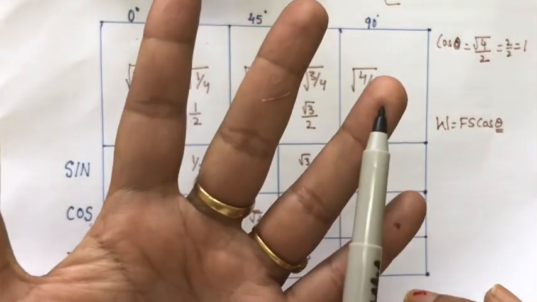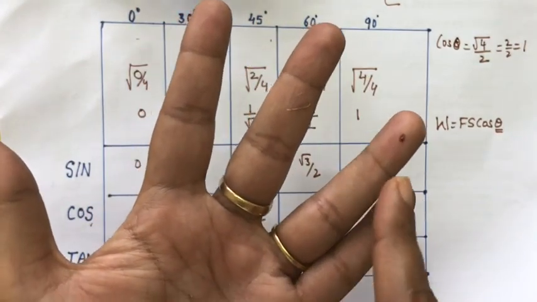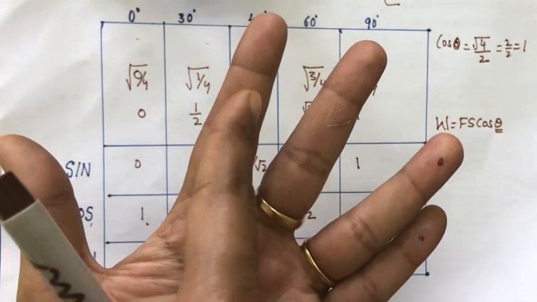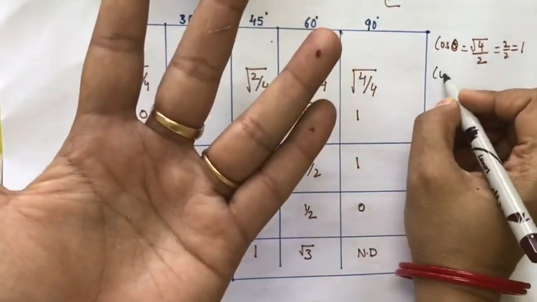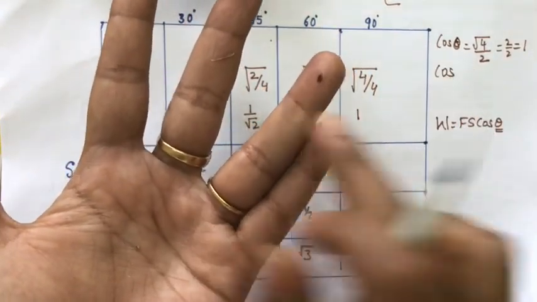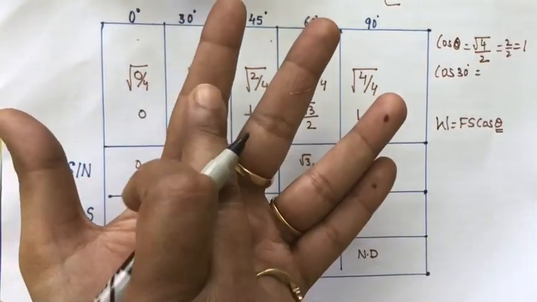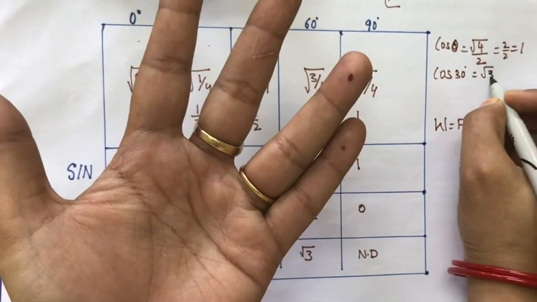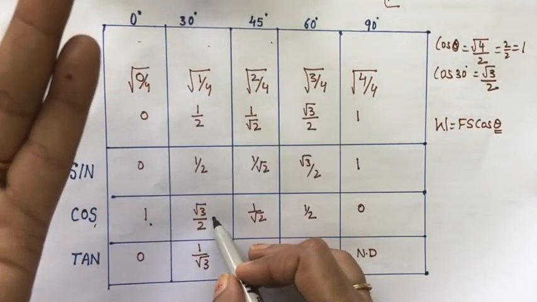Next, this is 30 degree. So come to this finger, 30. So how many fingers are left? 1, 2, 3. So how many fingers are left? 3. So this angle was 30 degree. So 30 degree is, how many fingers are left? 1, 2, 3. So root 3 by 2. So cos 30 is root 3 by 2.